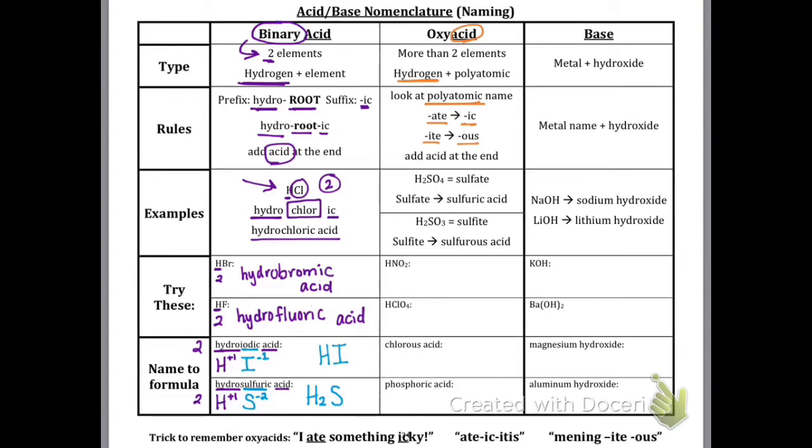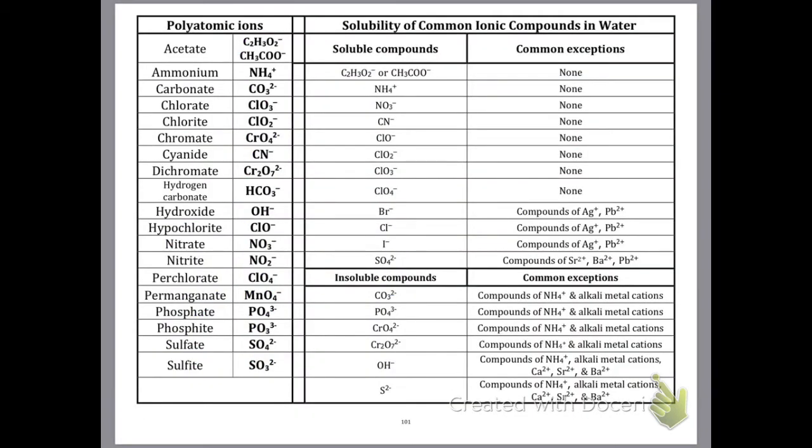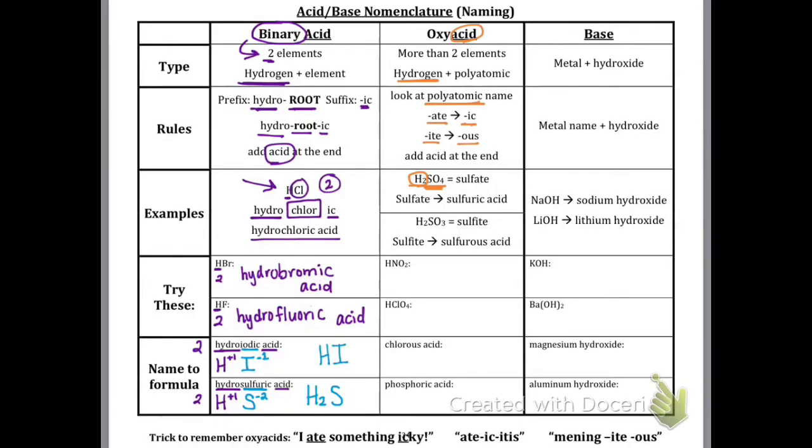Here's H2SO4. You know it's an acid because it starts with a hydrogen, so you're going to look at this and you're like, okay, there's more than 2 elements, so there must be a polyatomic. You're going to find SO4 on your list. So remember, your polyatomics are here. SO4 is right here, so it's sulfate. So that's what we wrote here, it's sulfate. Now, if it ends with ate, we change it to ic, so it becomes sulfuric acid.